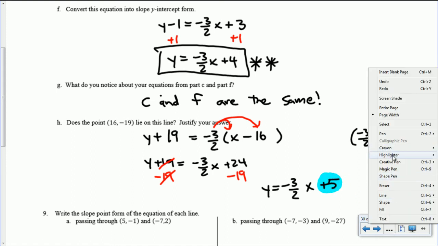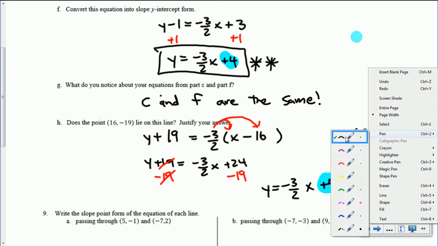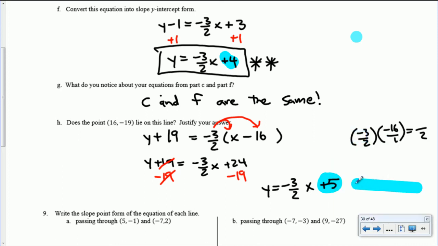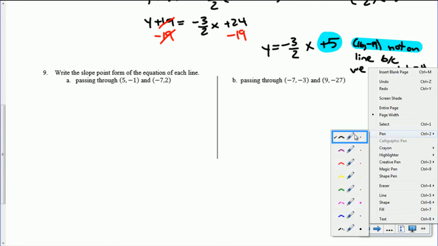not consistent, I guess. So because those are different, then we can tell it's not on the line. So 16, negative 19, not on line, because, well, these are different, right? We expect b equals 4, and it's 5 in this case, so no good. All right, okay, moving on.